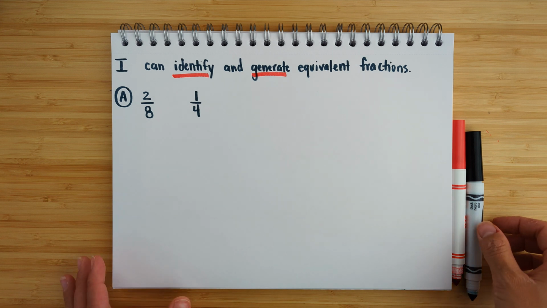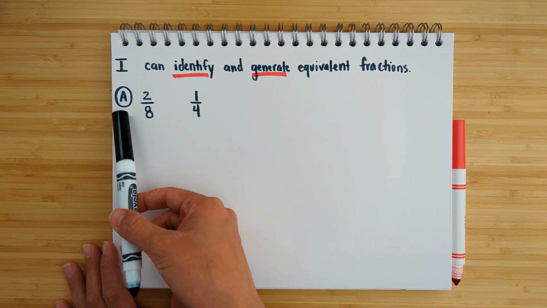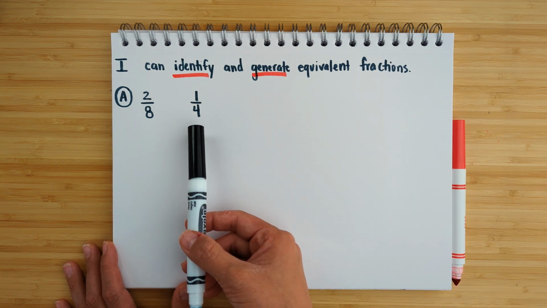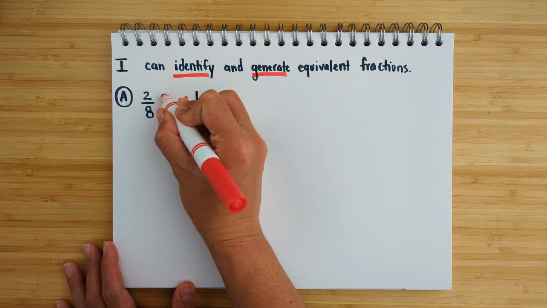All right, the I can statement for today is: I can identify and generate equivalent fractions. We'll start with example A, looking at identifying equivalent fractions. So an easy little trick is called the X method.